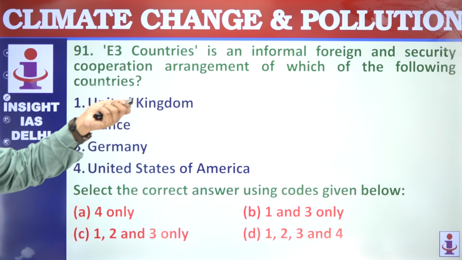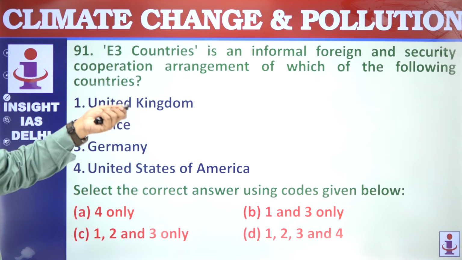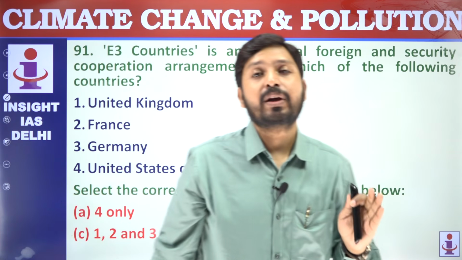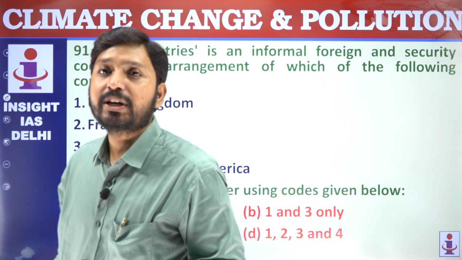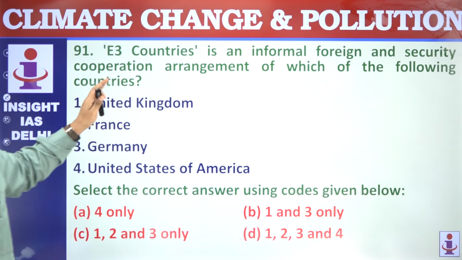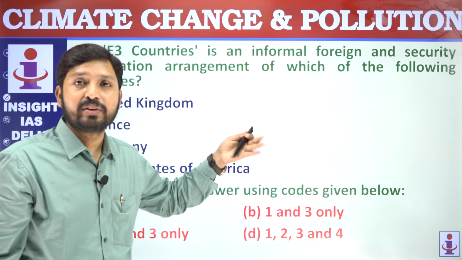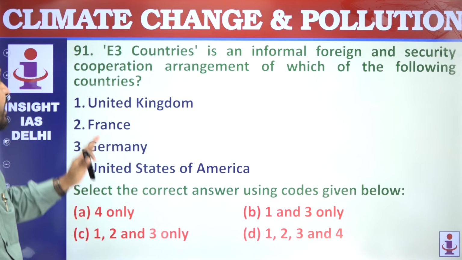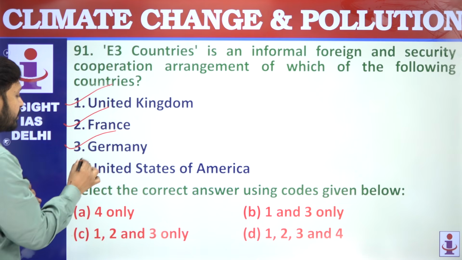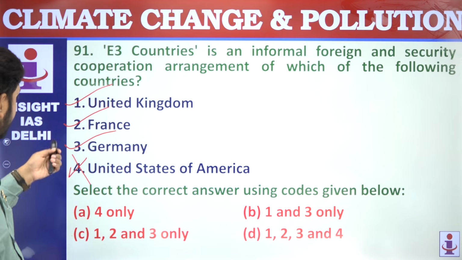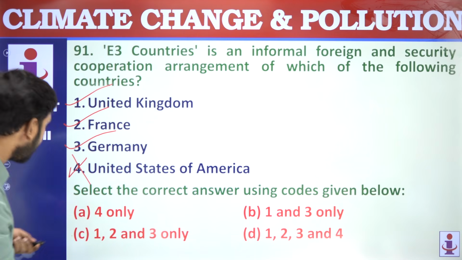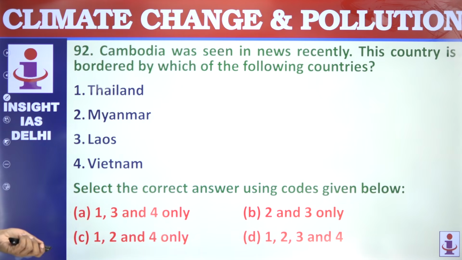E3 countries is an informal foreign and security cooperation arrangement of which of the following countries? So these E3 countries initially formed in 2003, especially during the Iraq war. Now once again they are discussing something about the Iran issue, whatever is happening, right? So these E3 countries came to the front. These E3 consist of UK, France and Germany. The USA is not part of this one. So 1, 2 and 3. They're asking for the correct statement. So 1, 2 and 3 are there in option C. Okay, C is our right answer.